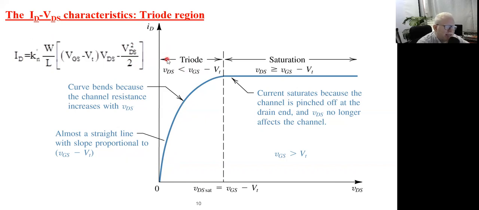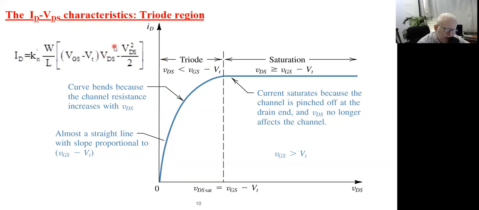As I mentioned, this equation consists of two components. A linear component. Here, as you can see in this component, ID is linearly proportional to VDS, which is this region. And a quadratic component, which is this one. As you can see here, ID is proportional to the square of VDS.